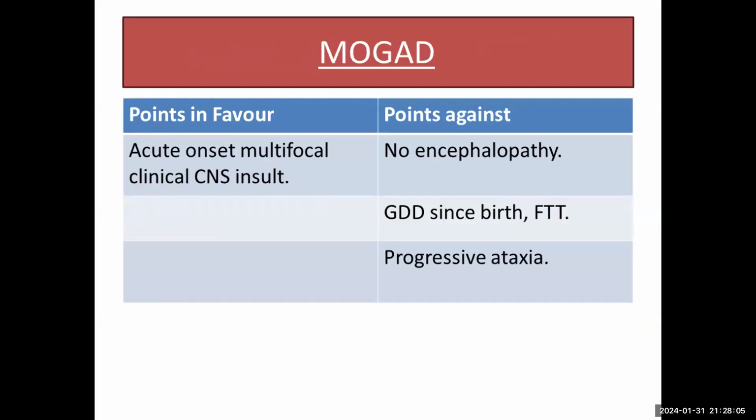Points in favor of MOGAD were acute onset multifocal clinical CNS insult, and points against were no encephalopathy, with presence of progressive ataxia and GDD since birth with failure to thrive.